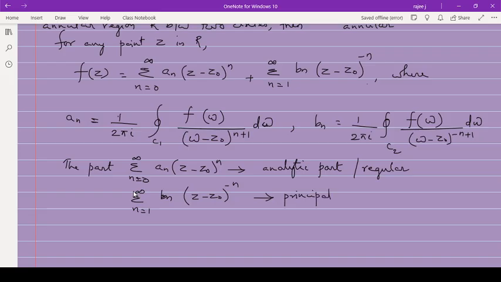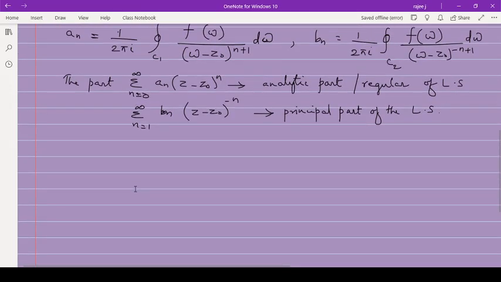This is the principal part of the Laurent series. So the positive part is the analytic part or the regular part of the Laurent series, and the negative part is called the principal part of the Laurent series. Okay, so just go through this one. While doing the problems, we are not going to use any of these terms.